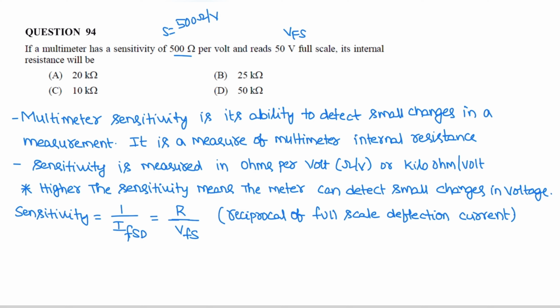So from this, resistance R is sensitivity into full scale deflection voltage. So sensitivity is 500 ohm per volt into full scale voltage, that is 50 volts. 500 into 50, that is 25 kilo ohms. It is the internal resistance of the meter used. So the correct option is B.